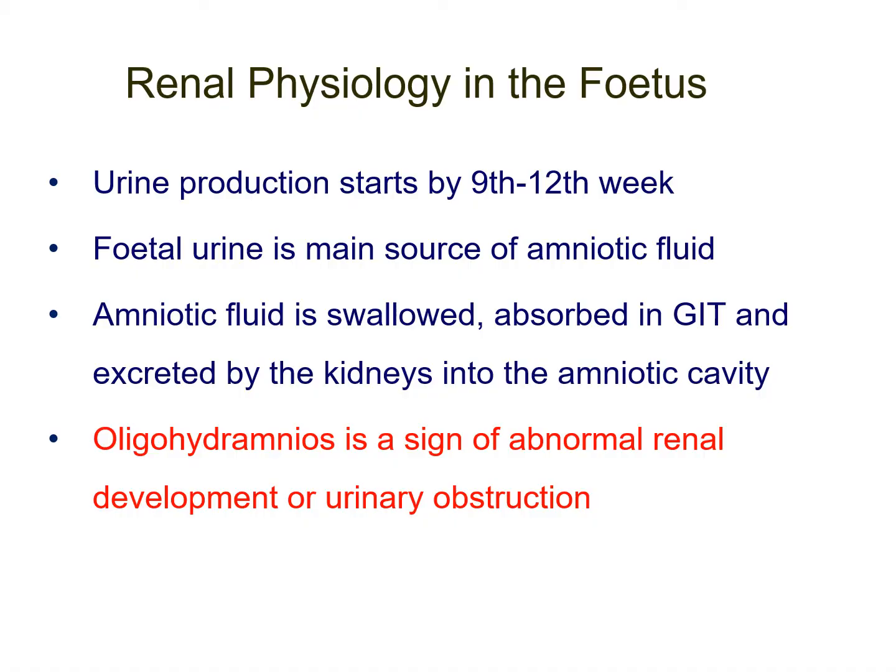Amniotic fluid is composed mostly of urine, which is secreted by the fetus from the 9th to 12th week of gestation. Amniotic fluid is recirculated through the fetal gut after being swallowed and is then excreted into the amniotic cavity by the fetal kidneys. Oligohydramnios is an important clue to abnormal renal development or urinary obstruction.